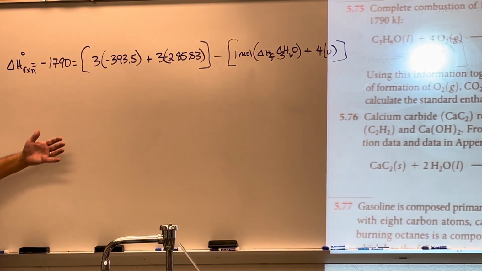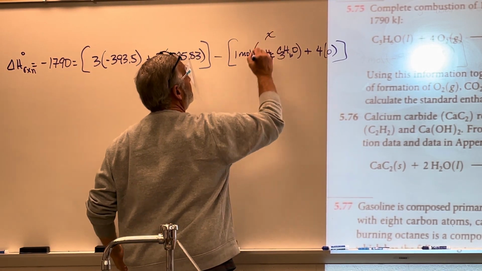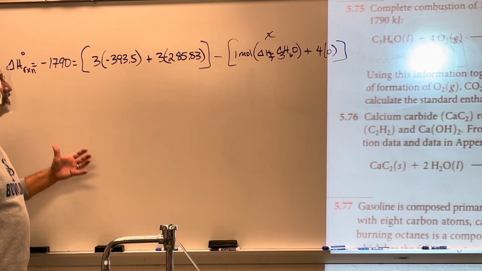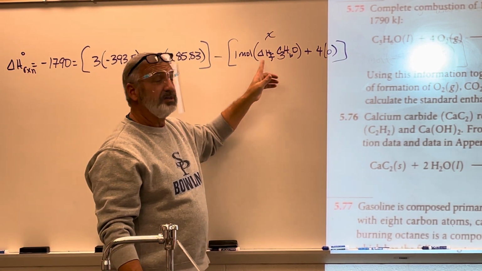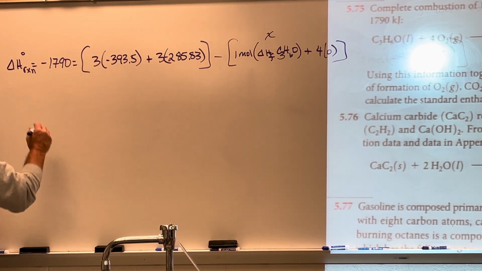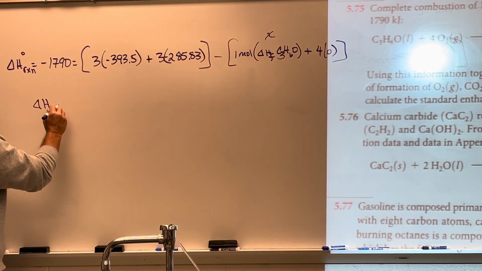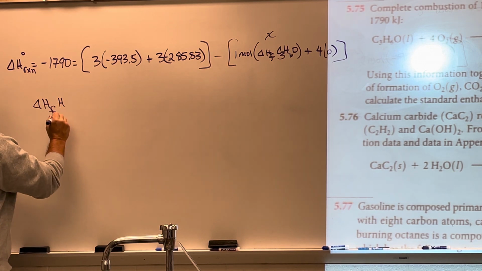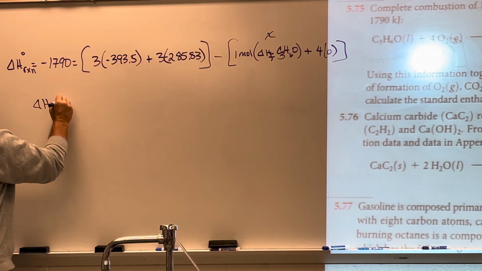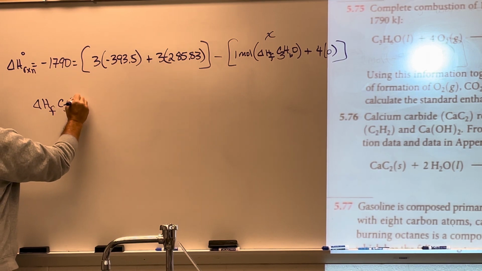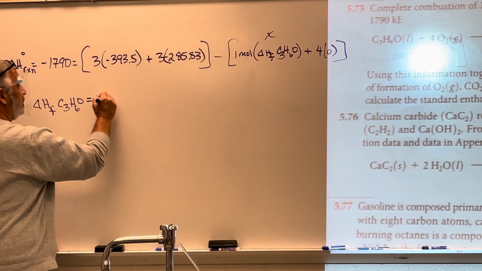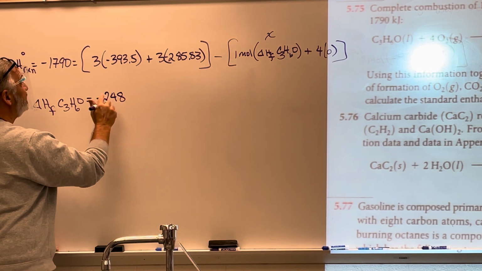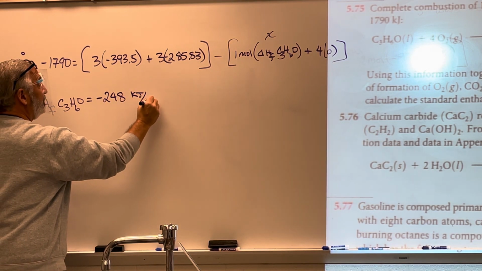Now we just have to solve, really, this is X. That's just your unknown. So you just got to do the algebra and solve for X. So it's really minus X because that term is 0. So you just go through and solve. So the heat of formation, delta H of C3H6O. What's the answer come out to? Negative 248. And that's going to come out to kilojoules per mole.